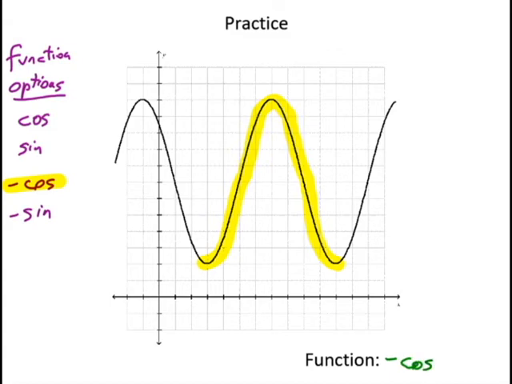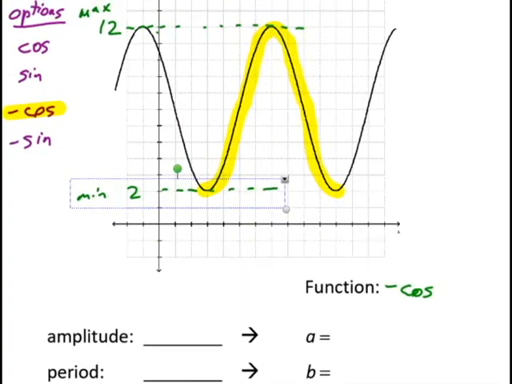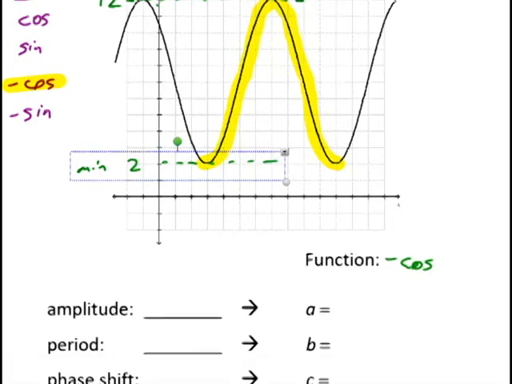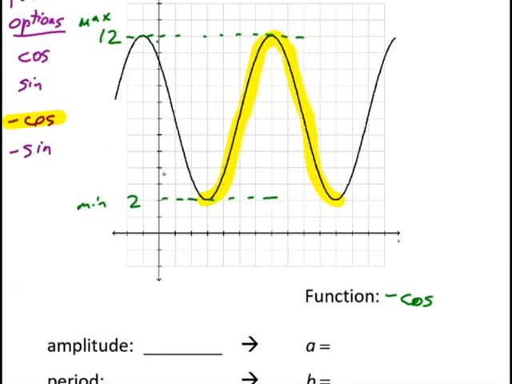I'm going to fill this in so that I'll have it to refer to later. And now I'm going to identify the dimensions. Here's our maximum. Here's our minimum. So our minimum is at 2. Our maximum is at 3, 4, 5. The first thing we can determine is the midline. We're just going to average 2 and 12. There's our midline. I'll go ahead and plot that.